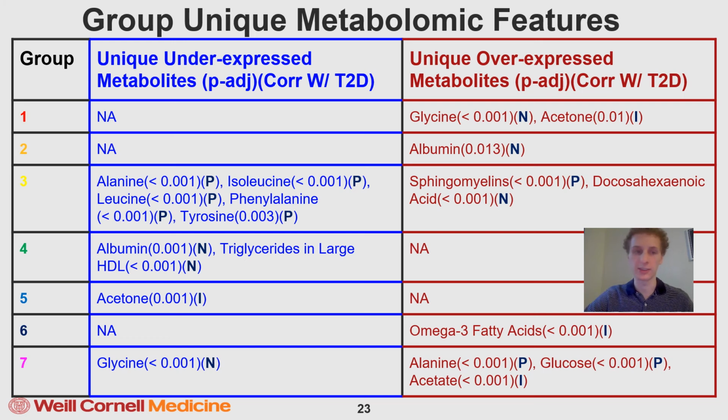And the overall trend here is that groups 1, 2, and 3 tend to have significantly expressed metabolites in a direction such that, given their correlation with type 2 diabetes, these patients are typically healthier. We expect them to be healthier and not progress to type 2 diabetes as much as the other patient groups, specifically group 4 and group 7, which have underexpressed and overexpressed metabolomic features, coupled with a correlation with type 2 diabetes, such that these patients have a higher risk of developing type 2 diabetes.